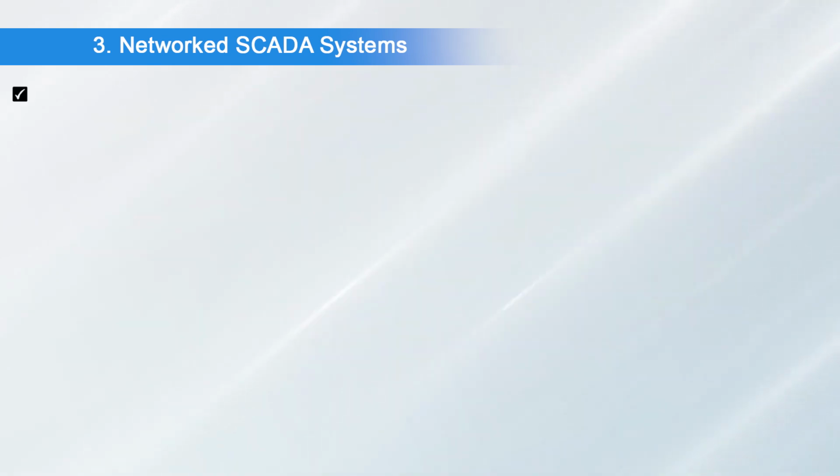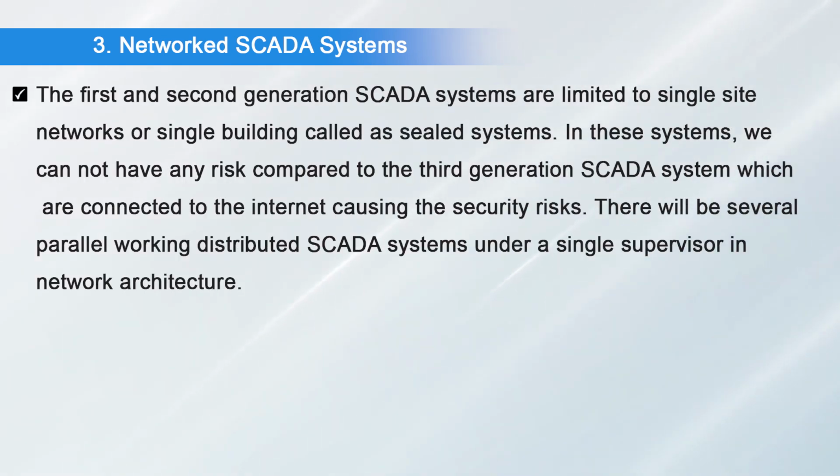The first and second generation SCADA systems which we have discussed are limited to a single site network or a single building, and are generally called sealed systems. These systems do not have the risk that the third generation SCADA systems have, which are now connected to Ethernet or the internet, causing a security risk. So, there will be several parallel working distributed SCADA systems under a single supervisor in a network architecture.